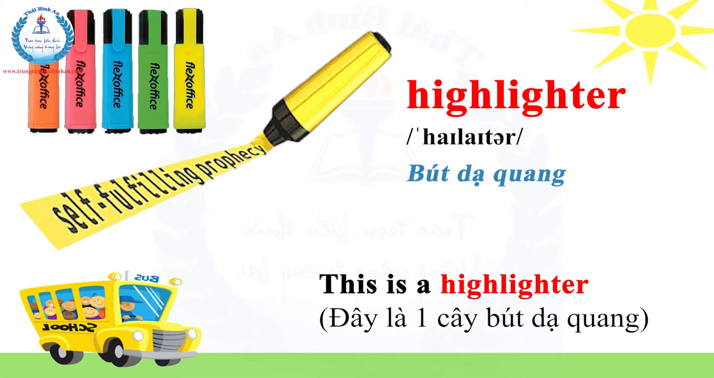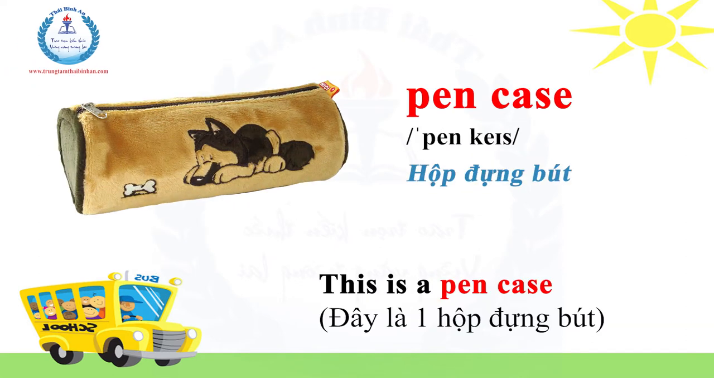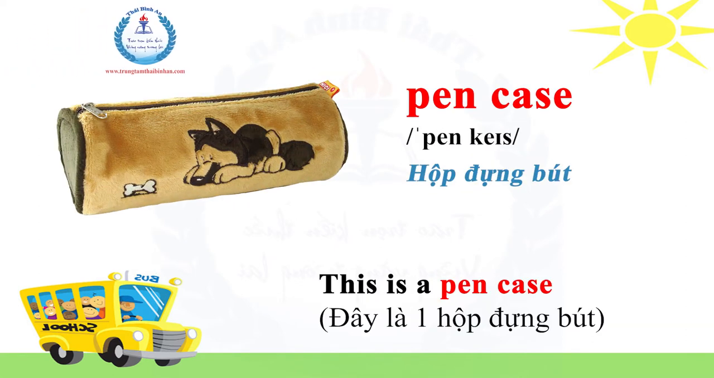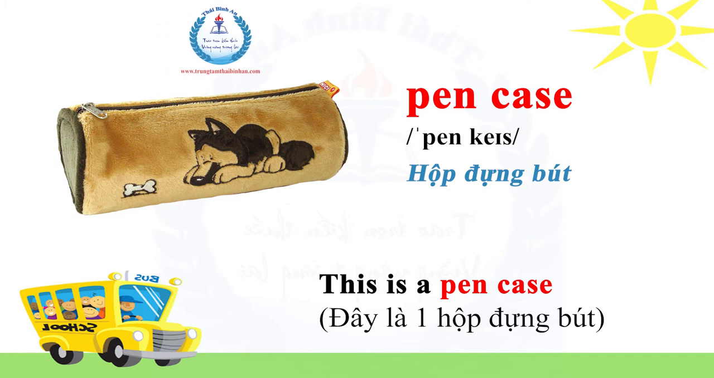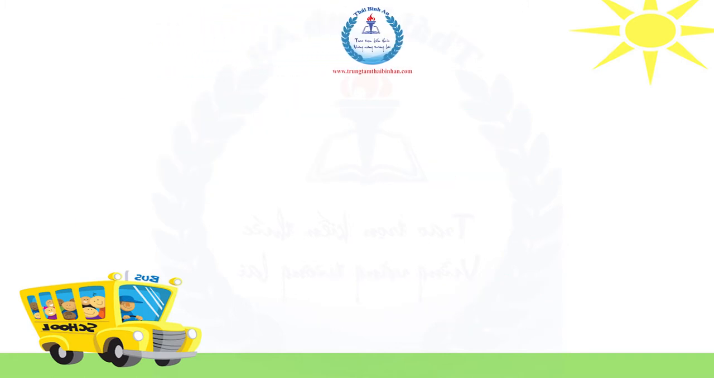Bút dạ quang hay còn gọi là bút làm nổi chữ. Highlighter. This is a highlighter. Hộp đựng bút chì. Pencil case. It is a pencil case. Hộp đựng bút. Pen case. It is a pen case.